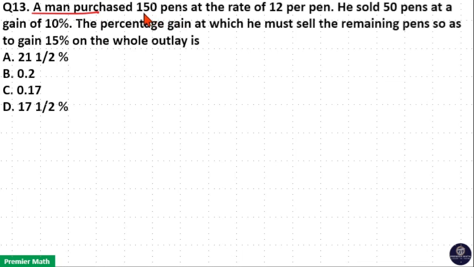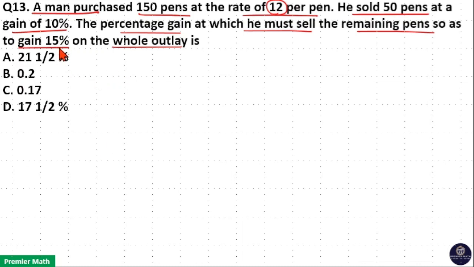A man purchased 150 pens at the rate of 12 per pen. He sold 50 pens at a gain of 10%. The percentage gain at which he must sell the remaining pens so as to gain 15% on the whole outlay is. Here price is same for all the pens, that is 12 rupees per pen.